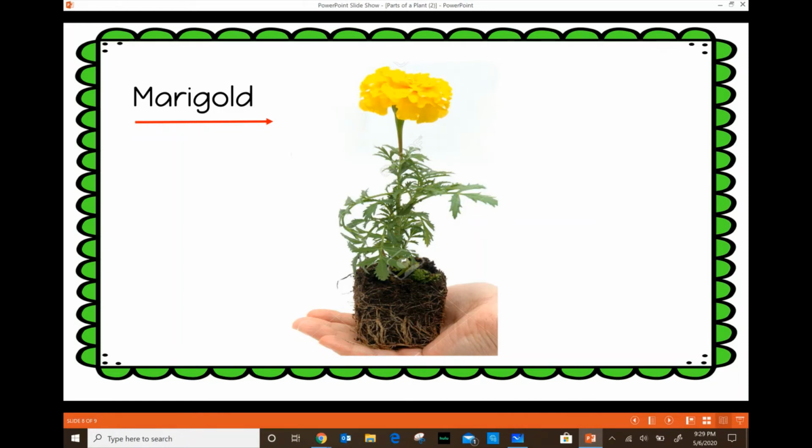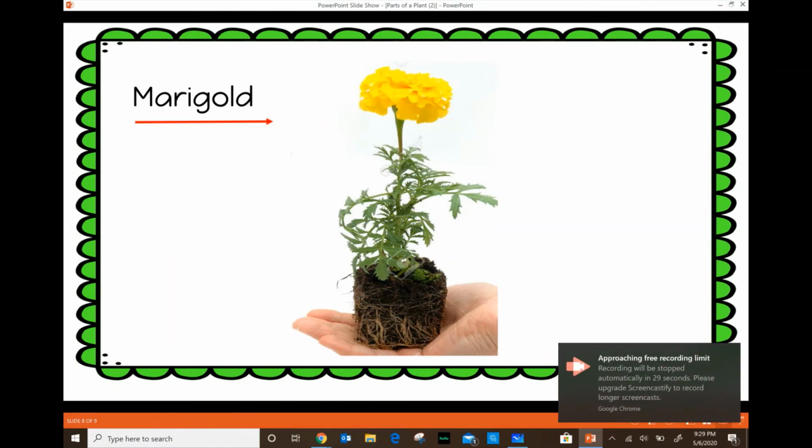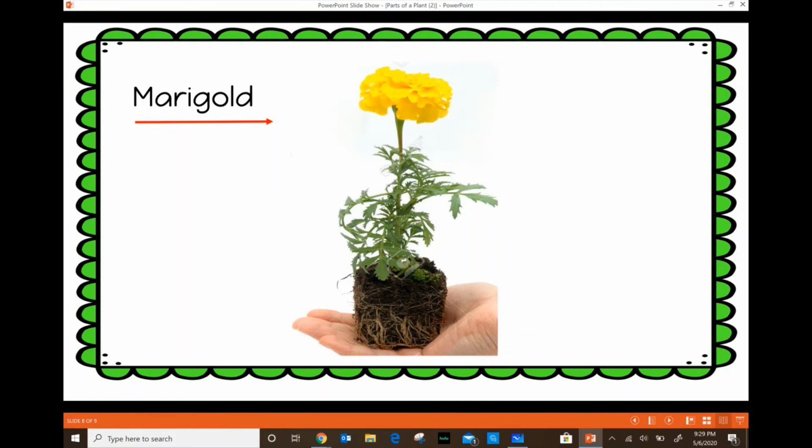And then if you look at the center, you've got the stick that's holding it up, which is the stem. That's where it gets its water from. Then you have the leaves that make the food for the plant. These are different types of leaves. You see how they're shaped differently? And then you have the flower on top that makes the seeds.